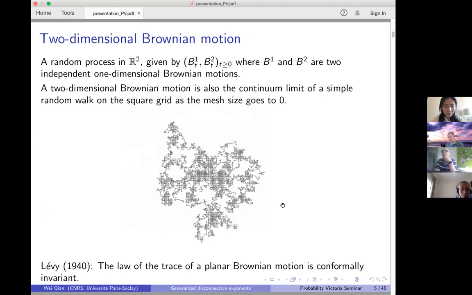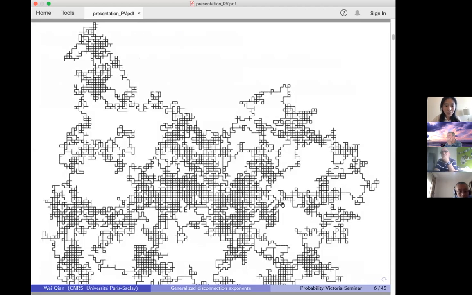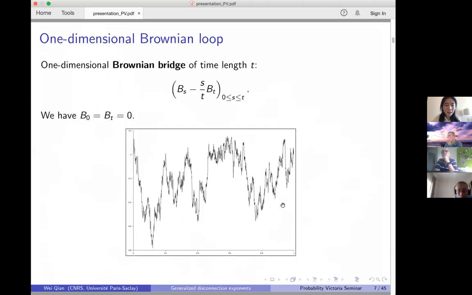It was observed by Lévy back in 1940 that the law of the trace of a planar Brownian motion is conformally invariant. This is because when you think locally, its trace is invariant under rotation and also under scaling. And this local invariance, in fact, will give you the global conformal invariance of its trace. So here I just zoom in the simulation to show that it is done on the square lattice to approximate the Brownian motion. Today we'll be interested in Brownian loops.